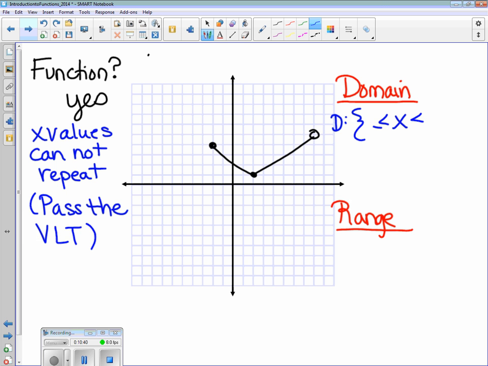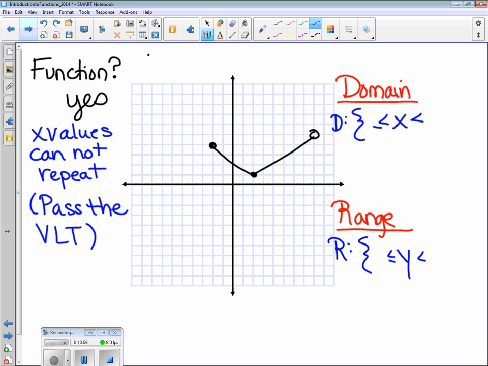I've got shaded circles and open circles, right? Good. The range is going to be the same way, isn't it? What values deal with the range? Y's. So I'm going to say y is going to be between a couple of things as well.